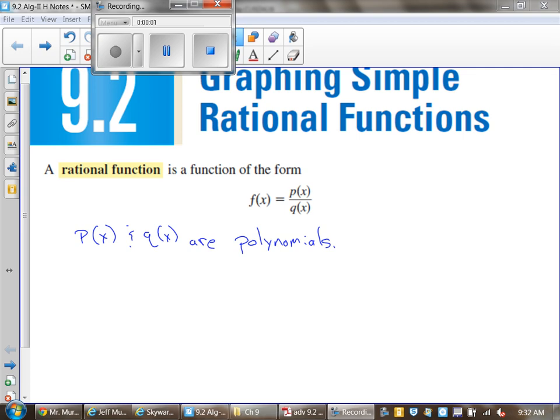Rational functions. We're going to start graphing rational functions. And again, what will probably happen in this chapter with these rational functions is that we'll have calculator, non-calculator again.